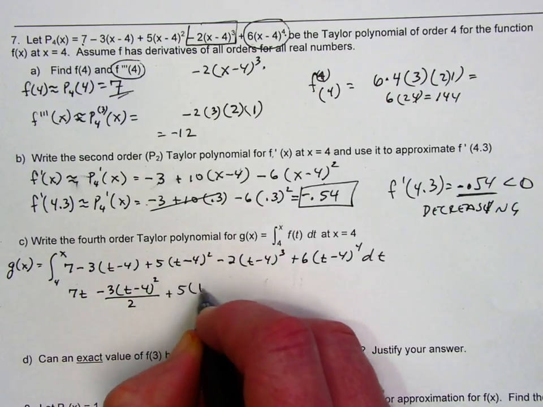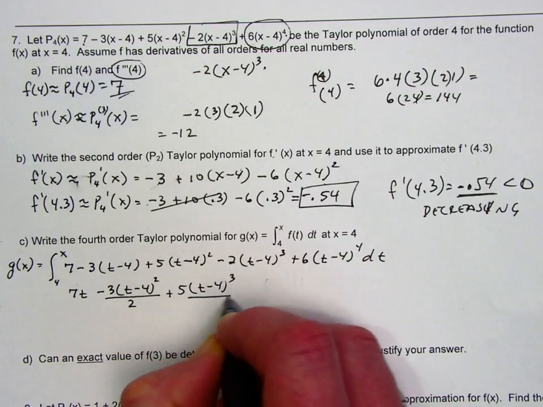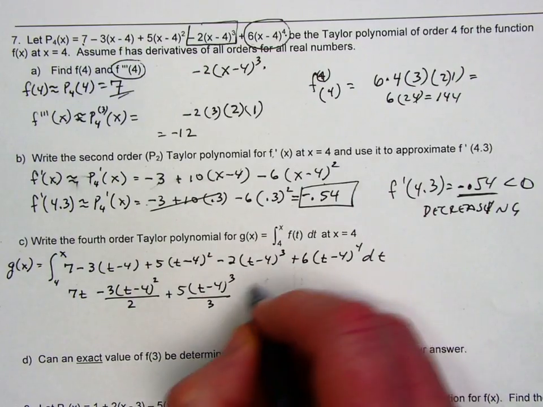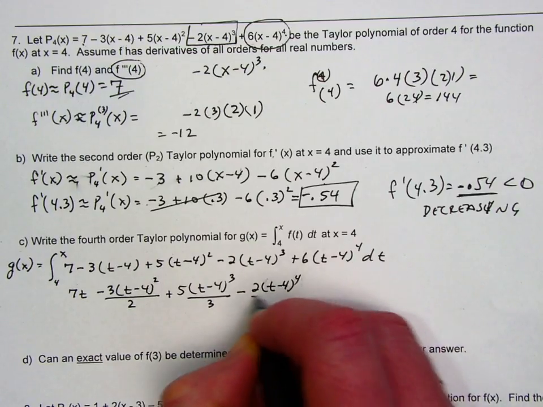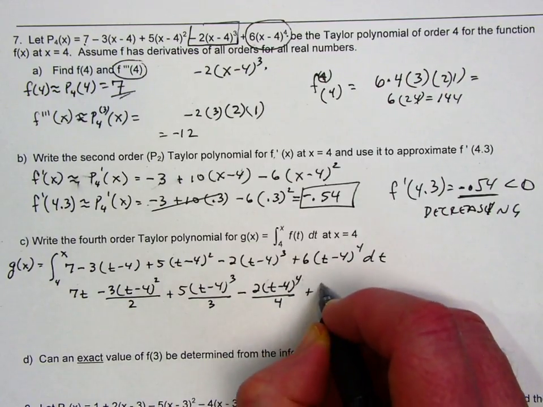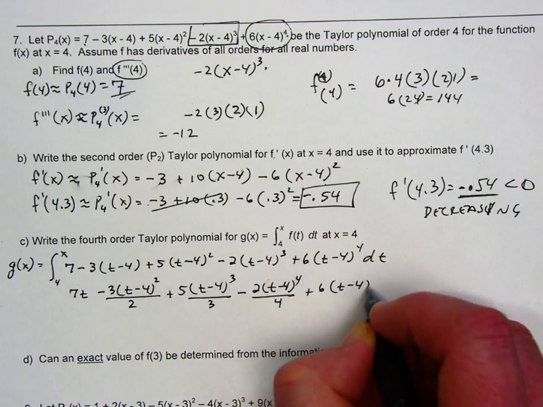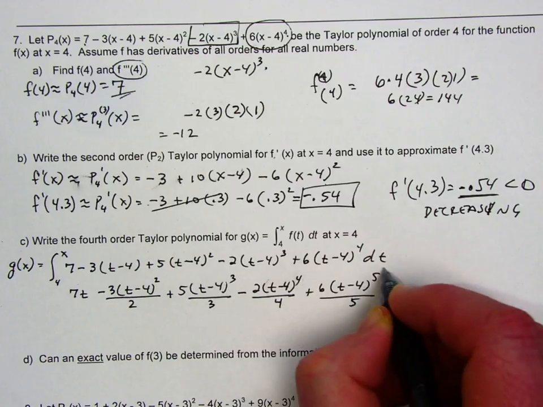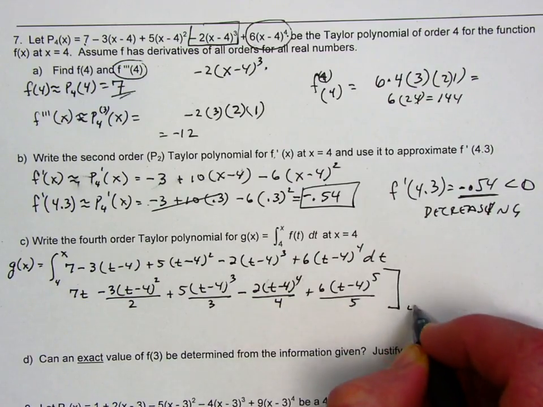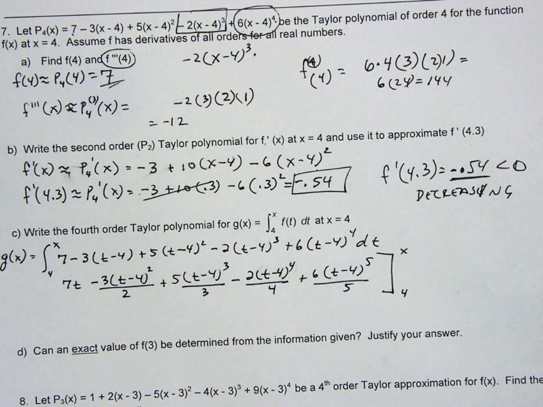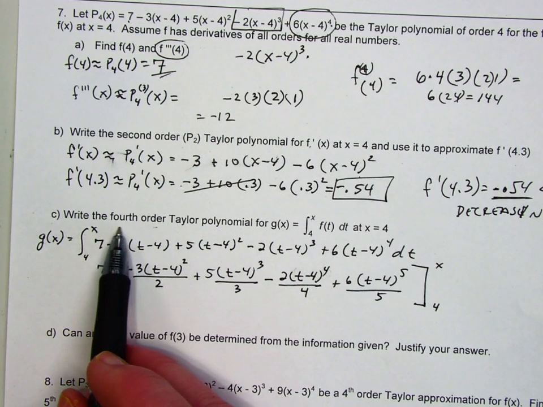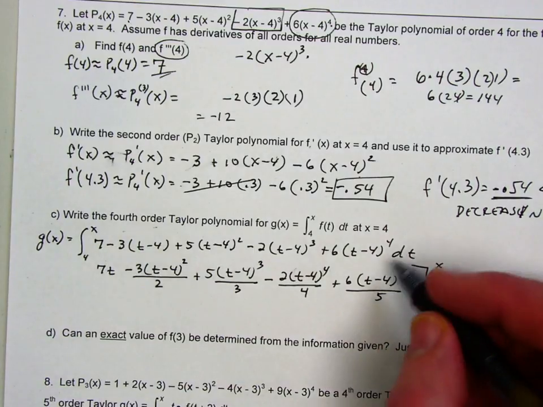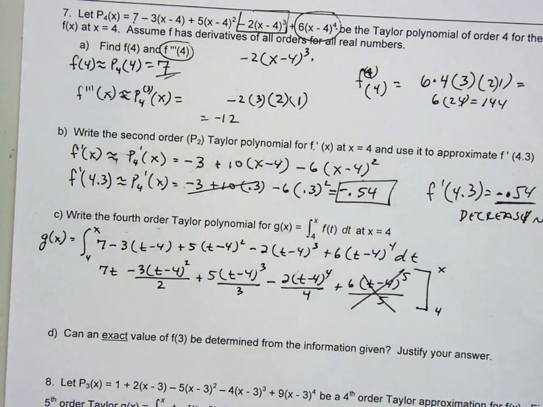Plus 5(t-4)^3. Balance it with a 3 on the bottom. And I'm going to do minus 2(t-4)^4 with a 4 on the bottom. Plus 6(t-4)^5 with a 5 on the bottom, between 4 and x. All right, but I want you to notice here, we're looking for the fourth order, which means a fourth degree. So when I go plug in x, I don't need this one anymore. It's an extra term. I don't want to put any extra terms in there.